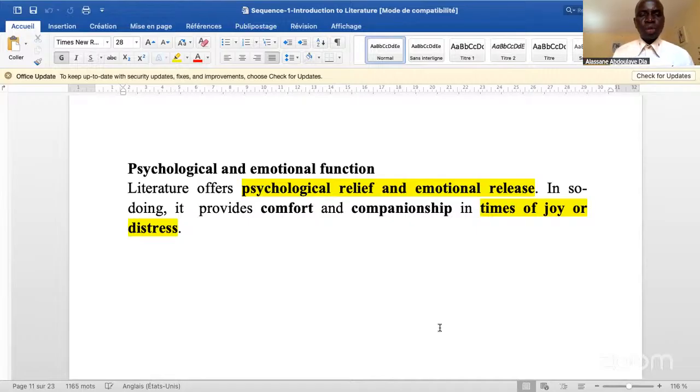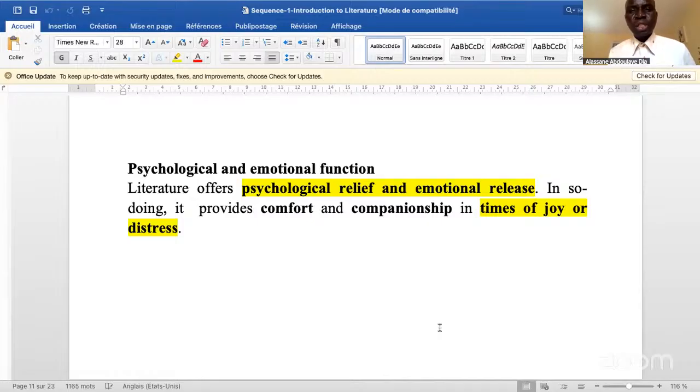In this one, literature offers psychological relief and emotional release. So it means literature brings a kind of psychological solution or a relief to your emotions. So you are emotionally shocked, and literature can help you relieve. You read, that's why many people have a kind of sympathy, la compassion. They sympathize with some characters who have existed.